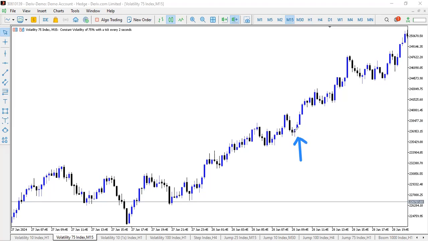So you see that candlestick, that is your entry. You enter right there, your stop loss is somewhere here, and then you go for the highs, right? That's how you take the trades, okay?